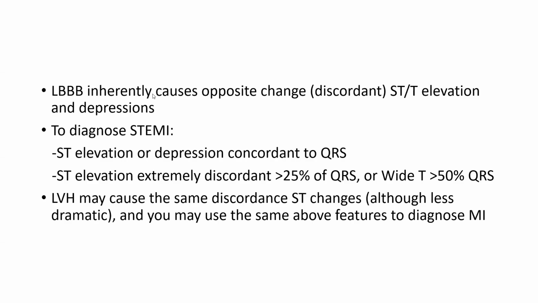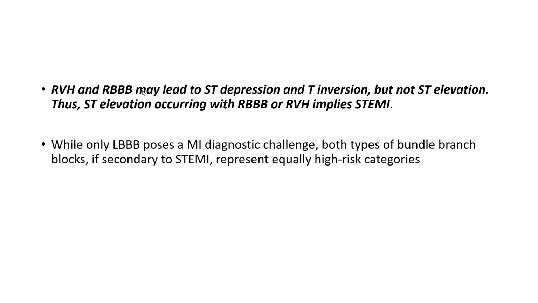So left bundle branch block inherently causes opposite changes, STT elevation and depressions. LVH may cause the same discordant ST changes as well. RVH and right bundle branch block may lead to ST depression and T inversion, but they do not lead to ST elevation. And that's a major difference between the right-sided issues versus the left-sided issues.